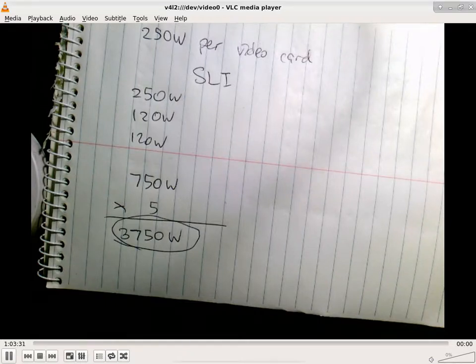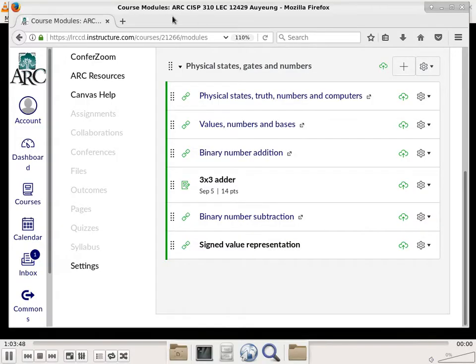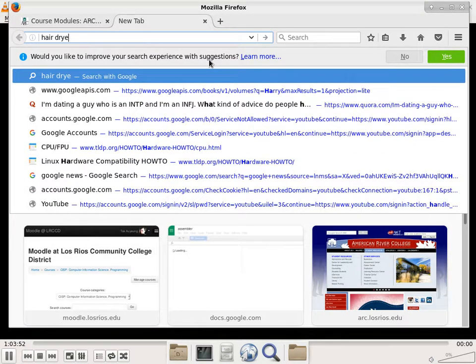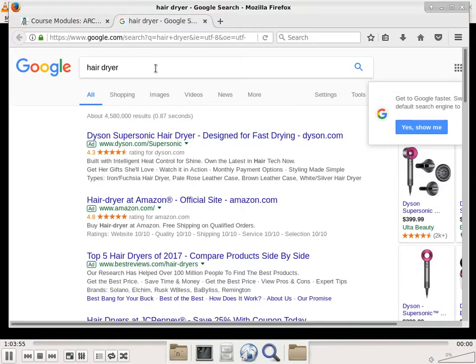How much heat are we talking about here? What is the power rating of one single hair dryer? You guys don't know? Don't you look at all the appliances that you have in your household and look at all the power consumptions? You don't do that? Okay, so hair dryer. We will just look at one and go, oh, Dyson. I didn't know that Dyson makes a supersonic hair dryer.